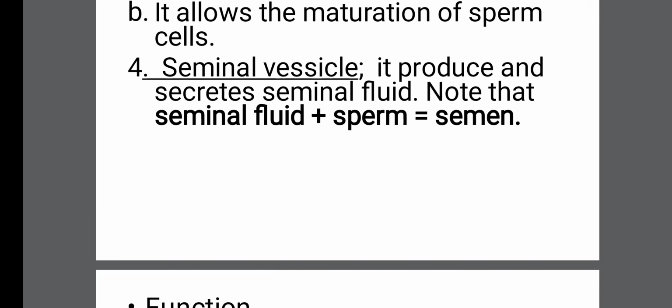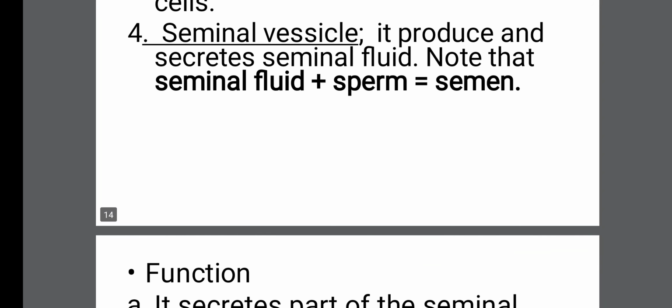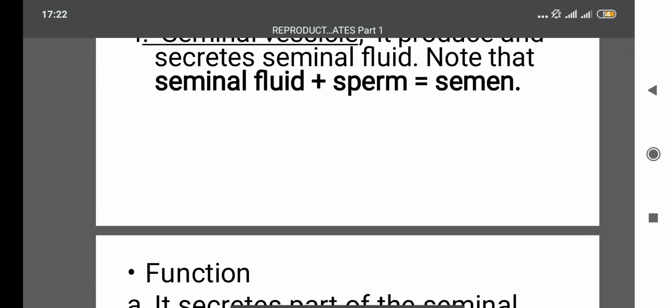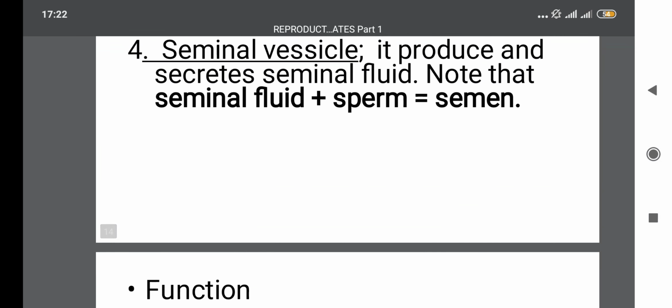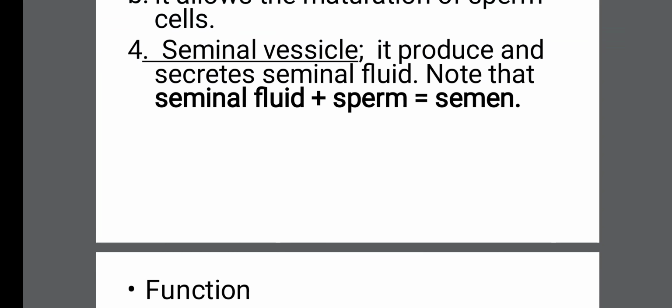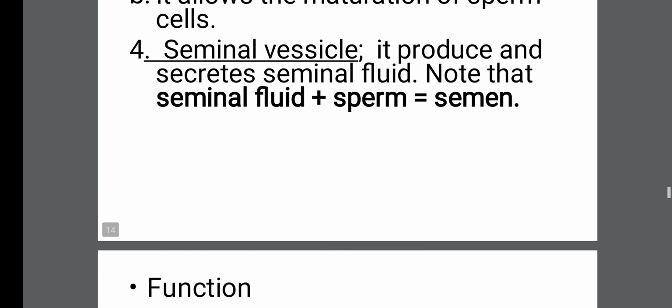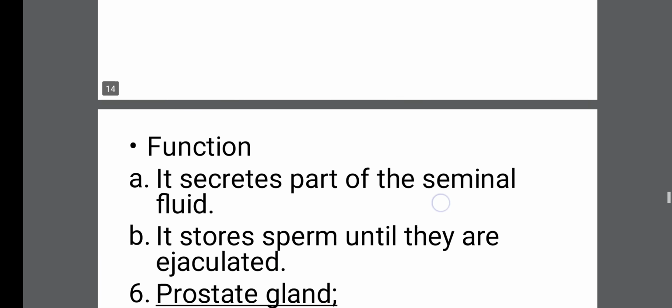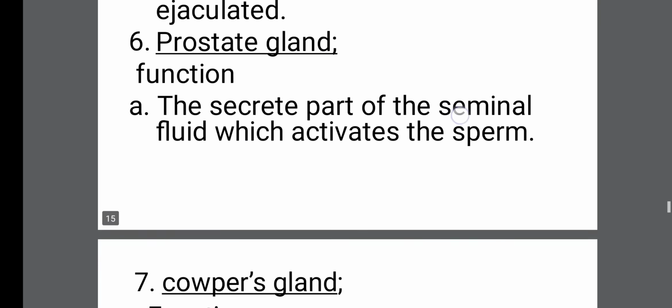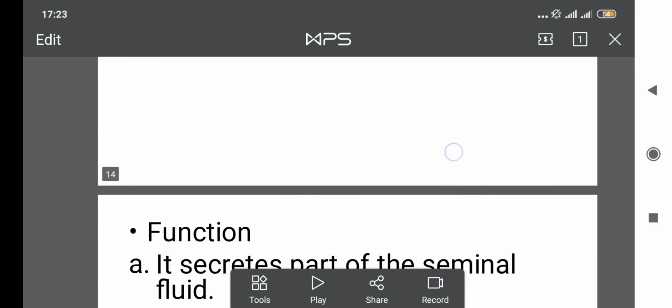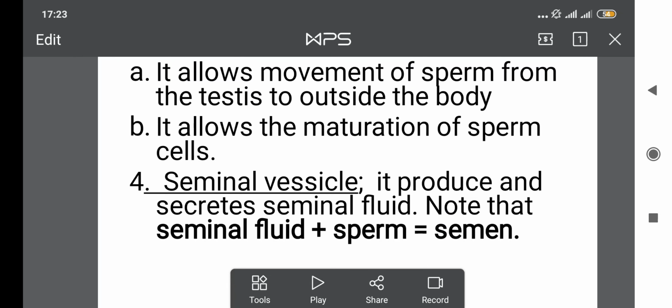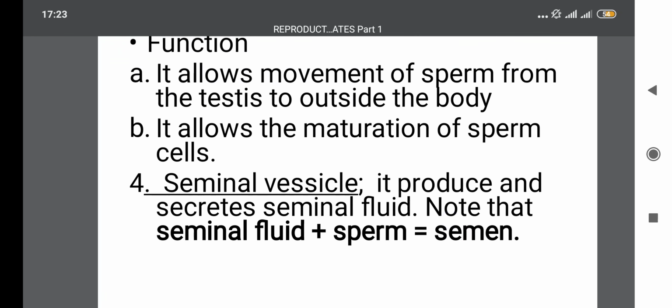Note that seminal fluid and sperm make up what we know as semen. Most of you must have heard that word before. Semen. Semen consists of the seminal fluid and sperm. I want you to know that the seminal vesicle produces part of the seminal fluid. You have 3 parts in the male reproductive system that aid in the production of the seminal fluid. The first one is the seminal vesicle. Aside from the seminal vesicle, the prostate gland and the Cowper's gland also help to produce part of the seminal fluid.